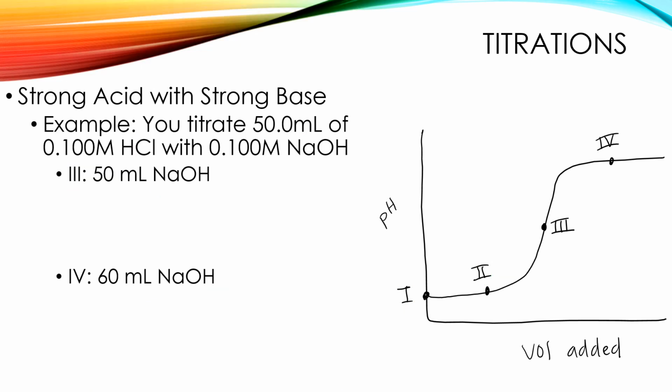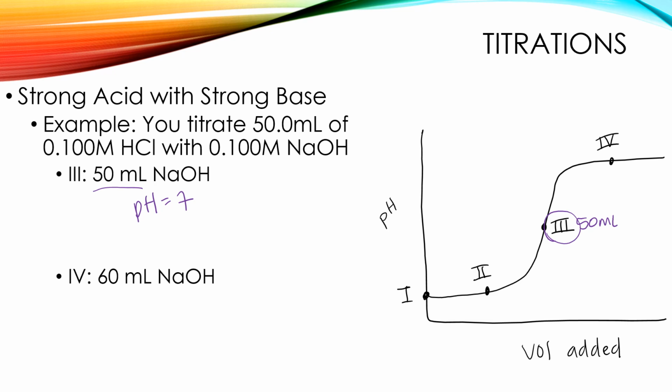Okay, so for strong acid, strong base, as we mentioned before, 50 milliliters we determined was the equivalence point. So for strong acid, strong base, no calculations required. The pH is 7 because for strong acid, strong base, we're neutral at the equivalence point.